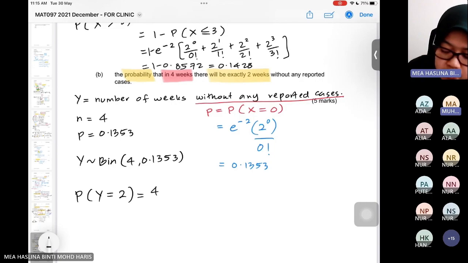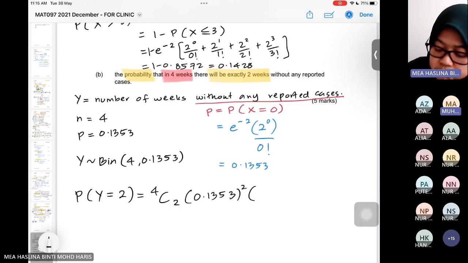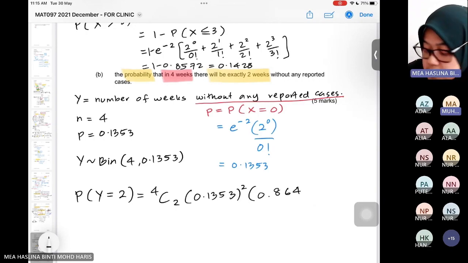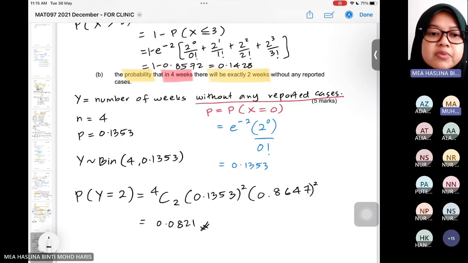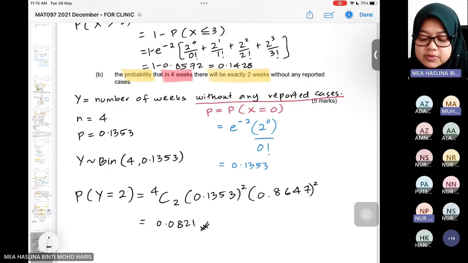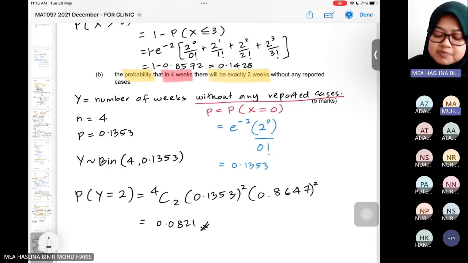So for 4C2, 0.1353 to the power of 2, 0.8647 to the power of 2. So you calculate from there, 0.0828. Is it okay, everyone? Okay. Good. Thank you, Fariha, for the response.